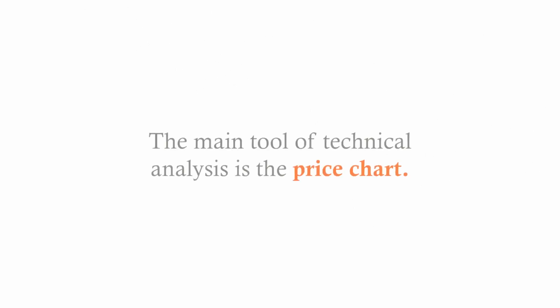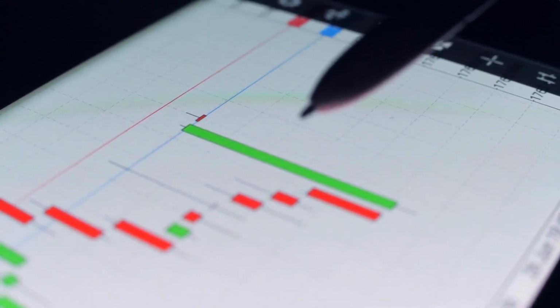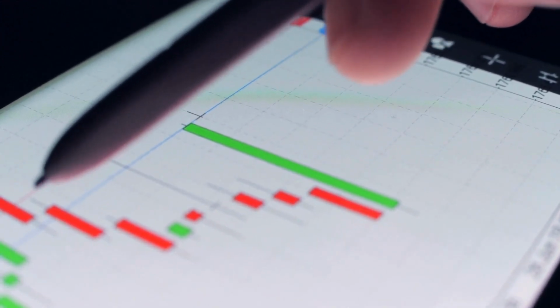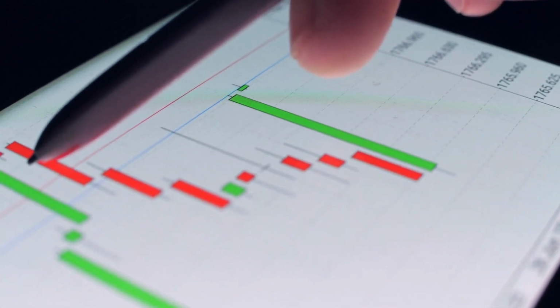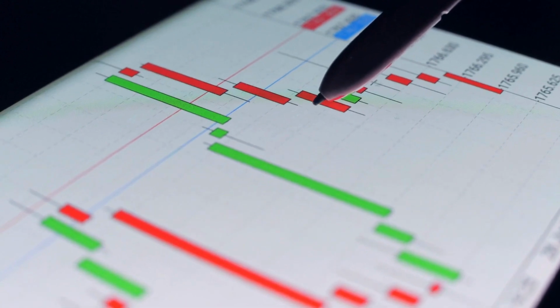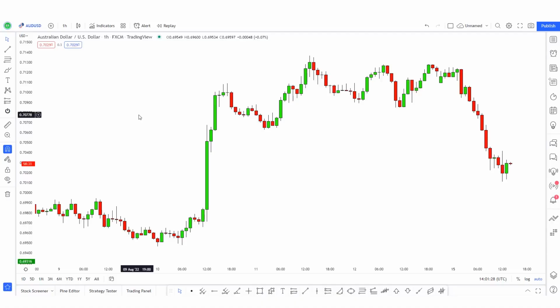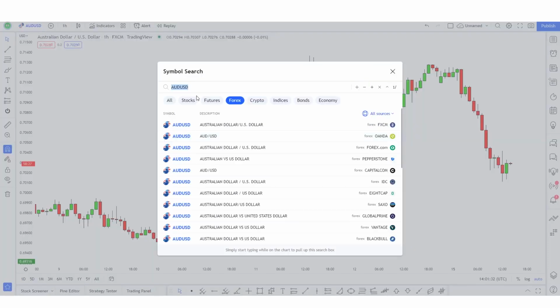The main tool of technical analysis is the price chart. So, let's quickly explore the main features of the price chart. As a beginner, you must know 4 elements of price charts: the symbol or instrument, the type, the time frame, and the auxiliary tools you can add to the price chart to enhance your analysis. The symbol, also known as the instrument, is the market you want to trade. For example, in TradingView you can choose between stocks, futures, forex, crypto, and so on. These are the different types of symbols.